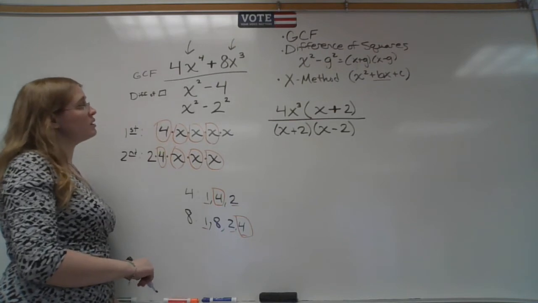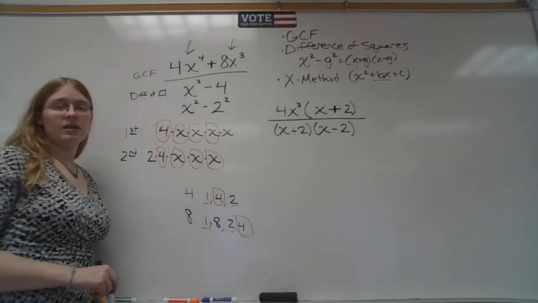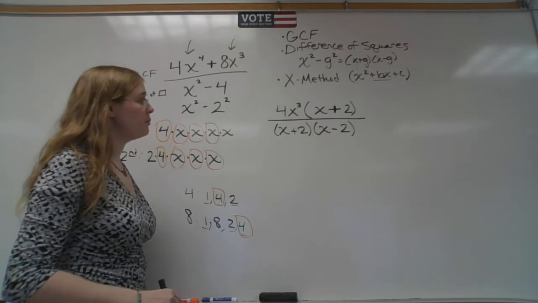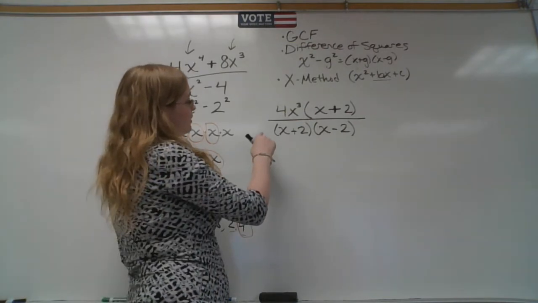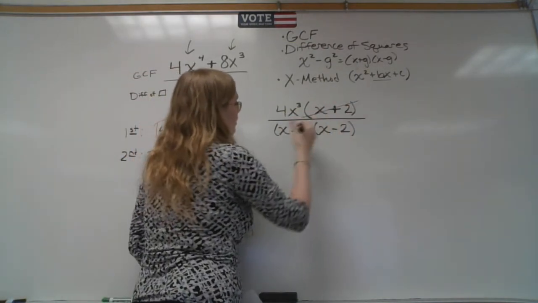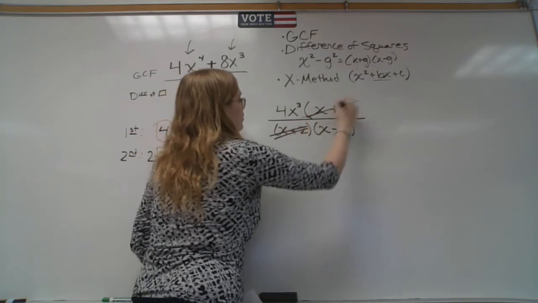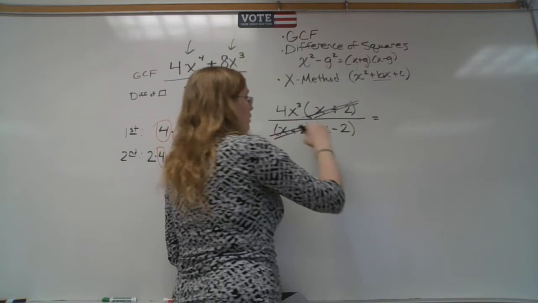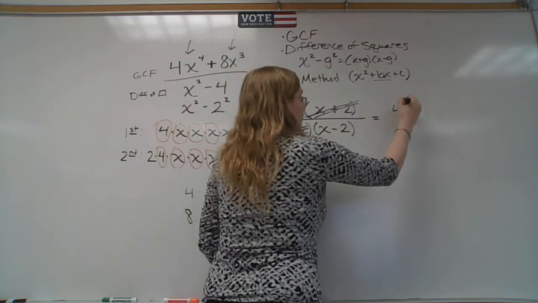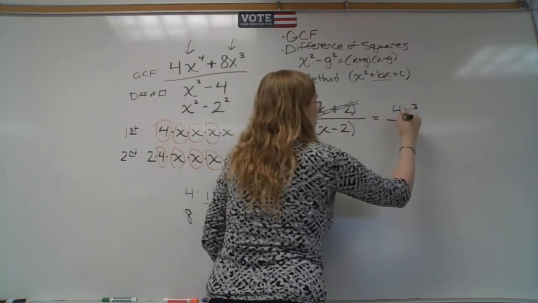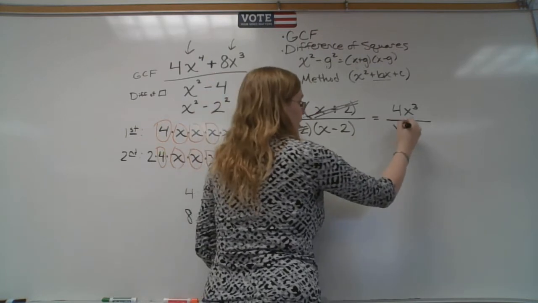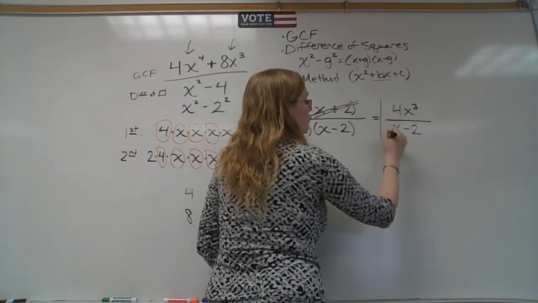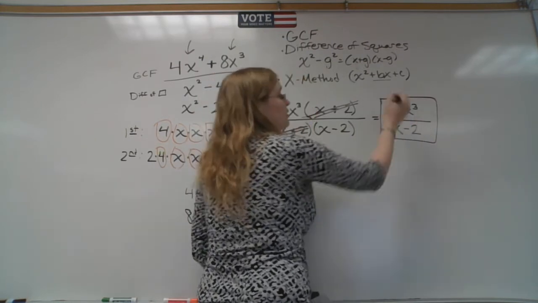So now that we've got this completely factored out, we need to cancel out anything that's on the top and the bottom. So I see x plus 2. So on top, we've still got 4x cubed. And on bottom, we've got x minus 2. That cannot be simplified anymore.